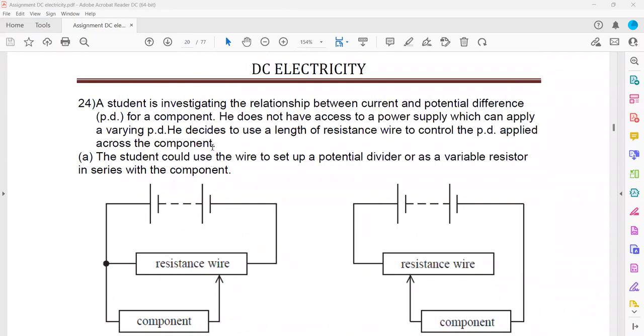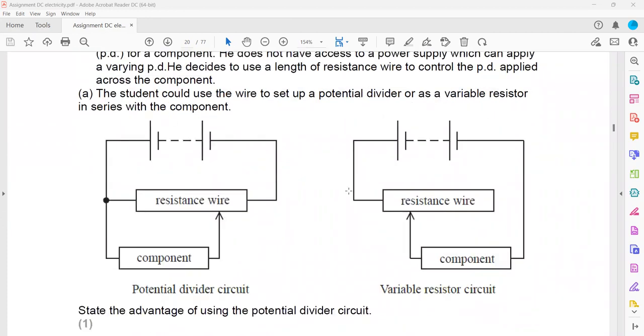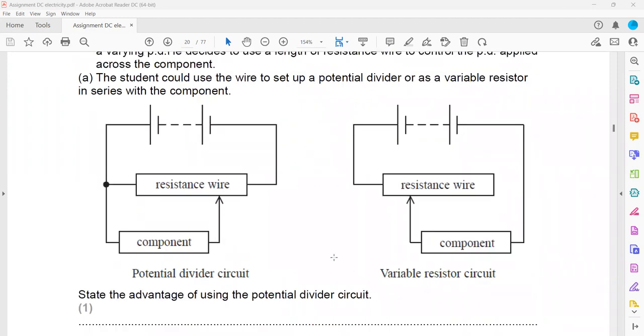A student investigates a relation between current and potential difference. Here, one is a potential divider circuit, another one is a variable resistor circuit. State one advantage of using a potential divider circuit. Like this, a potential divider circuit, and this one is a variable resistor circuit. So, what is the advantage? In a potential divider circuit, the voltage can be reduced to zero across the component, because the two circuits look identical, but in one we are using all three ends, in the other we are not using all of them.